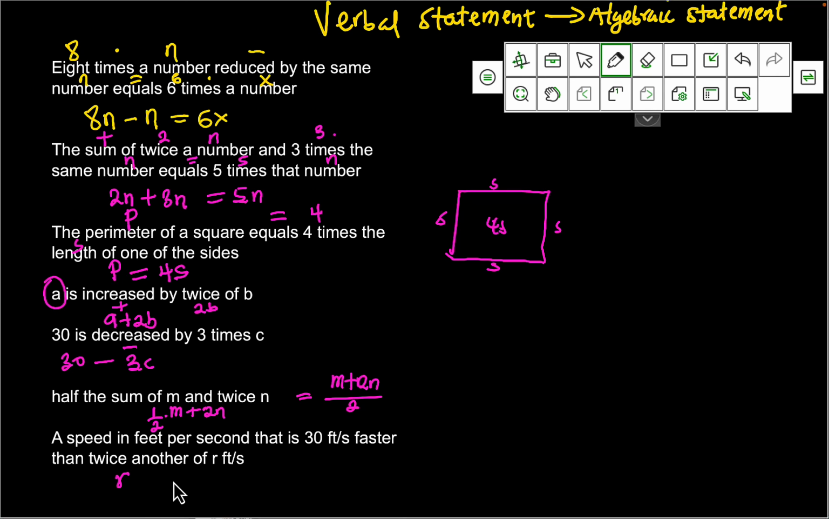Let's do the last one. Alright, so there is a speed in feet, right? We don't know that speed, so let's call it s. In feet is 30 feet per second faster than twice another, so there is a speed that is r, and then there is a speed which you don't know, let's call it s. That speed is 30 feet per second faster than twice that of r. So this is 2r plus 30 feet.